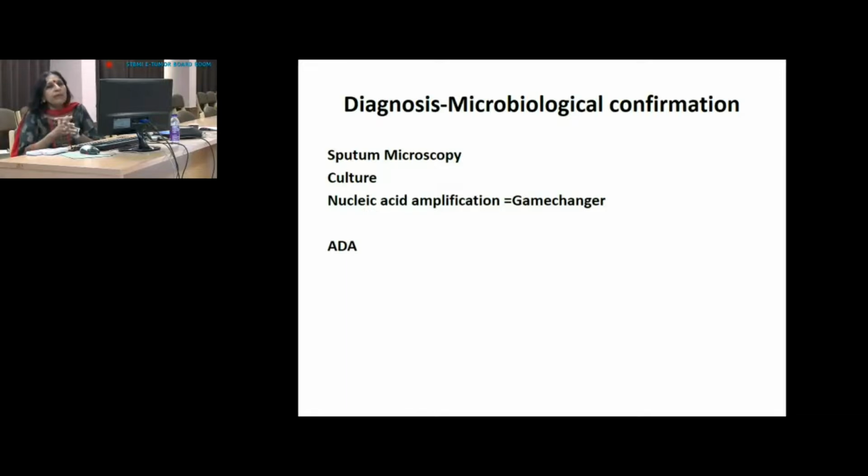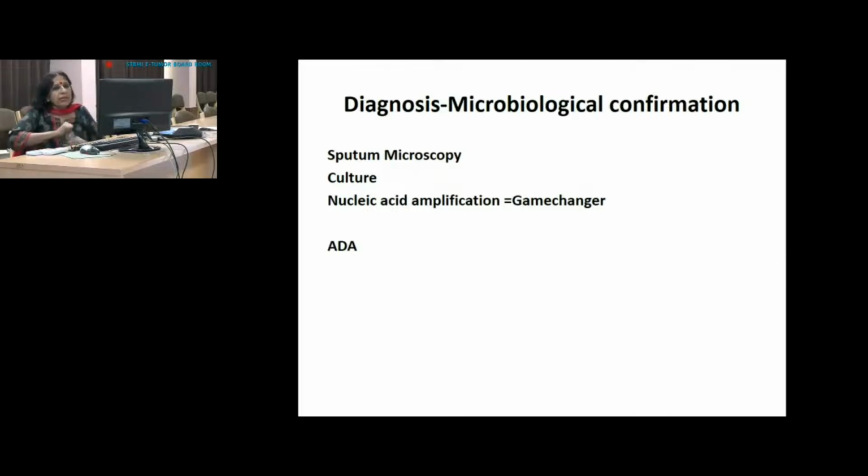While in nucleic acid amplification, also known as CBNAAT, GeneXpert, the turnaround time can be as early as 2 hours. So a same day report can be obtained, and it tells us about rifampicin sensitivity or resistance, and rifampicin is a surrogate marker for INH. So right away we know about INH and rifampicin sensitivity or resistance. So like I said, we know about MDR-TB right away.